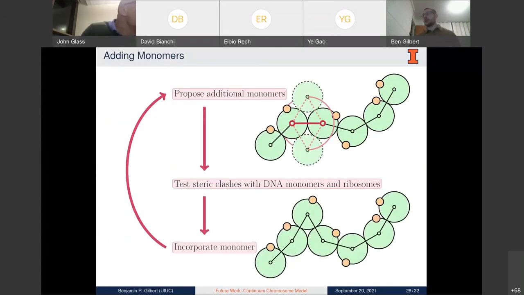And so again, we're faced with the challenge of placing the initial configuration, and we do that by proposing additional monomers that are tangent to existing monomers. We test the steric clashes with the DNA monomers and the ribosomes, and then we incorporate the monomer.